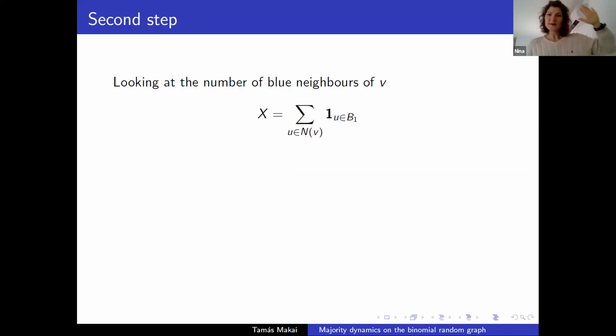We can... Hi, sorry, quick question. Is V an arbitrary vertex at this point, or did you already say something about it? So V is an arbitrary vertex. Okay, thanks.